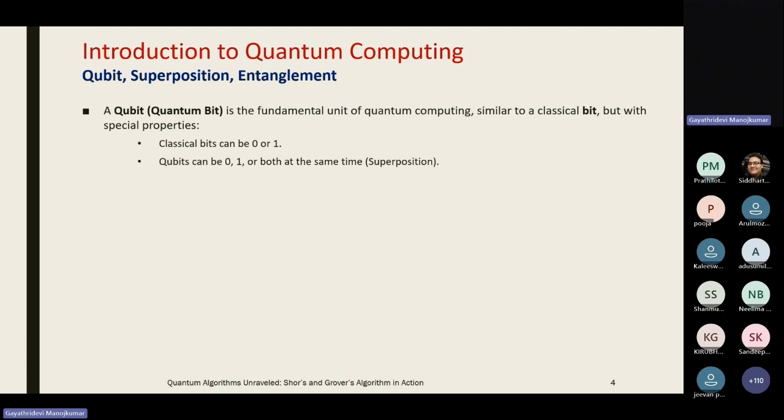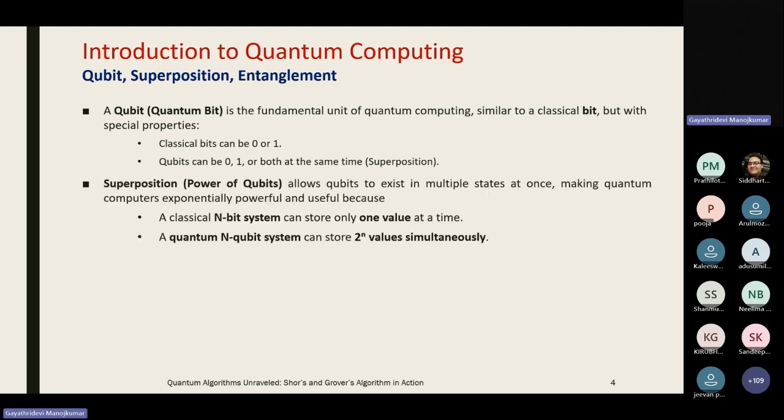The first one is the qubit. We all know the classical computer is based on the fundamentals of zeros and ones. Like that, a qubit is nothing but a quantum bit. It is the fundamental unit of quantum computing, very similar to a classical bit. As we said, the classical bit is zero or one, but we can say a qubit can be 0, 1, or both at the same time.